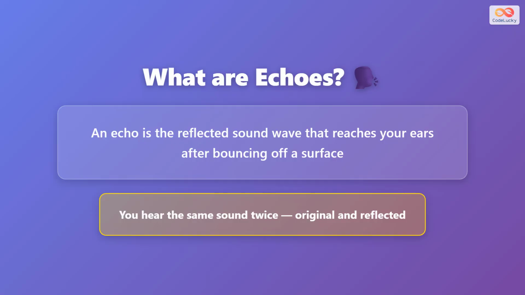An echo is the reflected sound wave that reaches your ears after bouncing off a surface. When you make a sound, you hear it immediately. But if that sound reflects off a distant surface and comes back to you, you hear it again, that's the echo. The key characteristic of an echo is that you hear the same sound twice, once as the original sound and again as the reflected sound. The echo is essentially a repetition of the original sound caused by reflection.